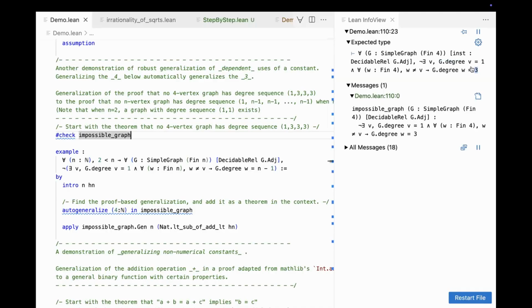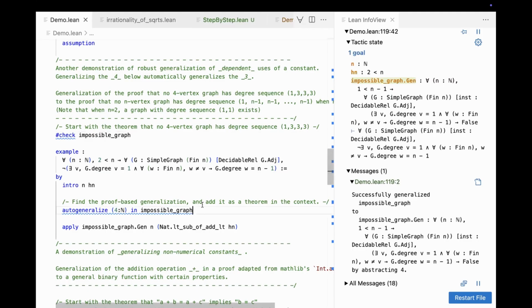Then we should be able to recognize there's a dependency here. If we generalize the 4 to an n, we should generalize the 3 to an n minus 1. And so indeed, this tactic can recognize that that's what needs to happen, and that we can't have a graph where one vertex has degree 1 and all the rest have degree n minus 1. And it also recognizes that this proof only holds when n is greater than 2. So this only works for a 3, 4 vertex graph on.